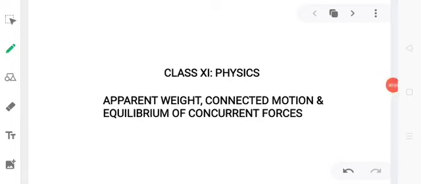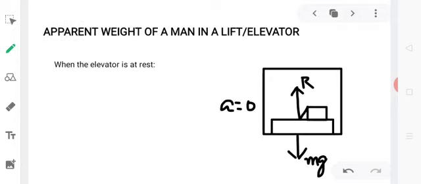Today, we'll be discussing a couple of topics related to the concept of laws of motion, that is, apparent weight when a person is traveling in a lift or elevator. We will discuss equilibrium of concurrent forces and a bit about connected motion. So, let's begin with the situation of a person traveling inside a lift or elevator. We will be talking about apparent weight and we will be discussing the different situations.